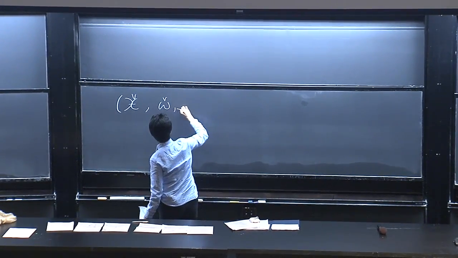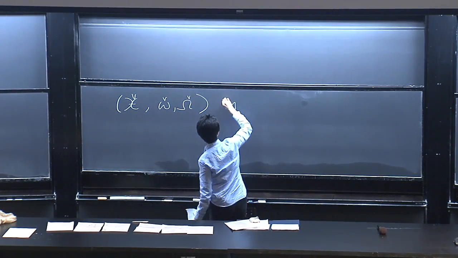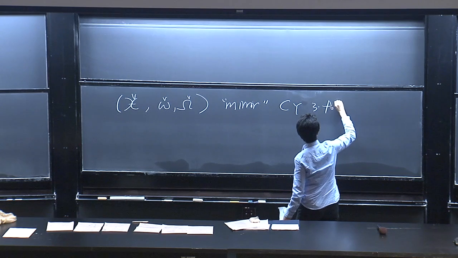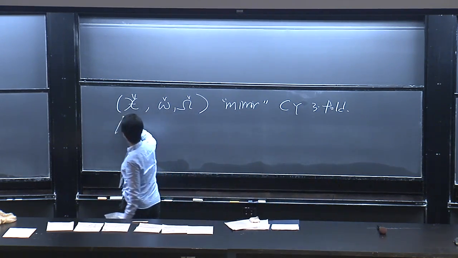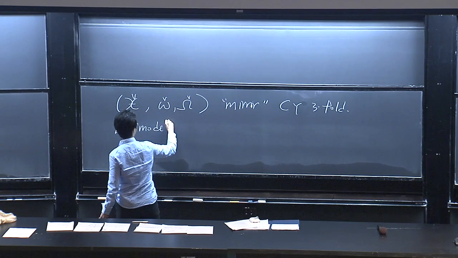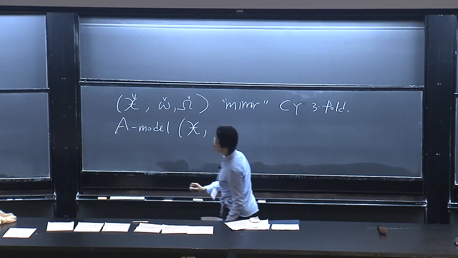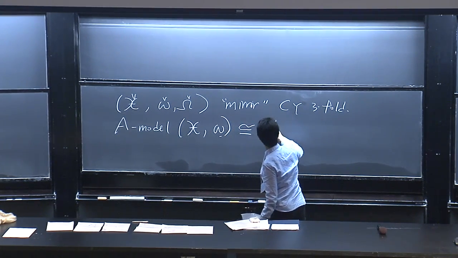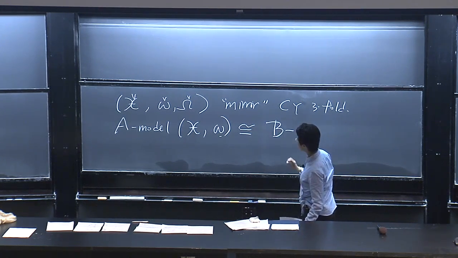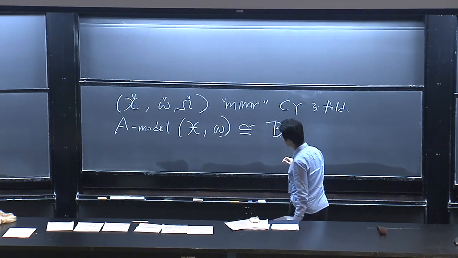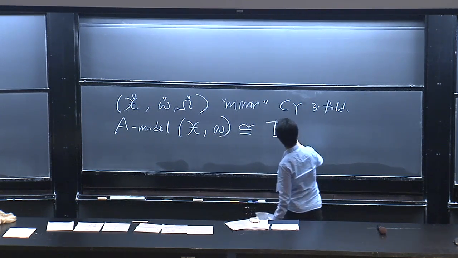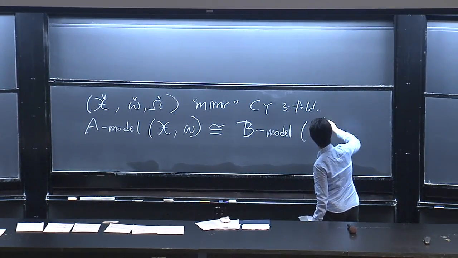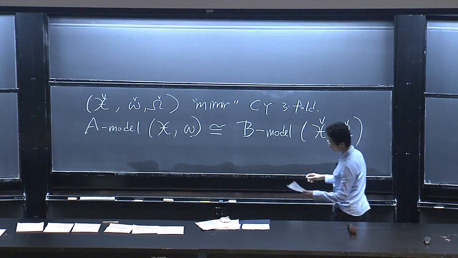another Calabi-Yau threefold called the mirror Calabi-Yau threefold. And mirror symmetry should relate the A model on X, which is defined in terms of the symplectic structure of X. So mirror symmetry says the A model on X, defined by the symplectic geometry of X, should be equivalent to the B model on this mirror X check, defined in terms of the complex structure on the mirror.